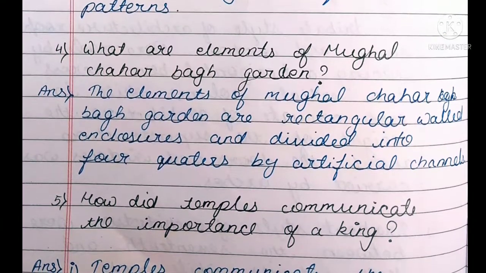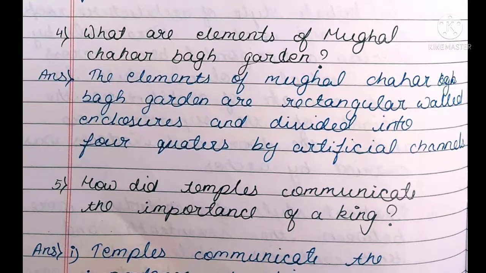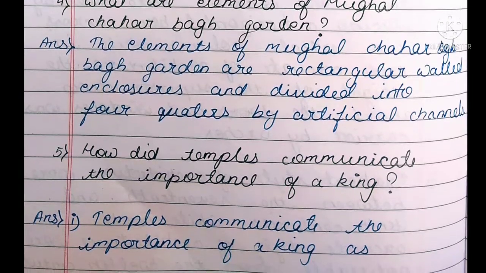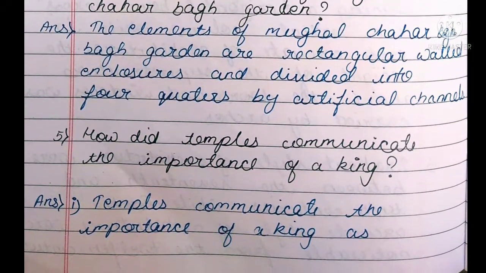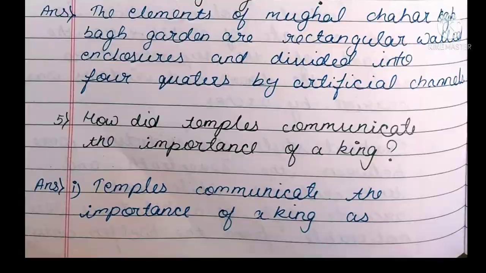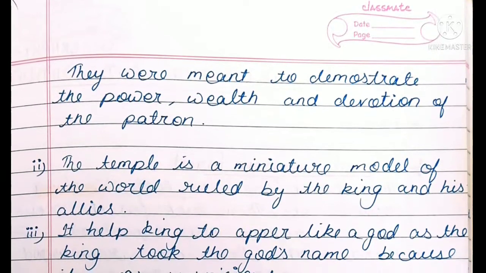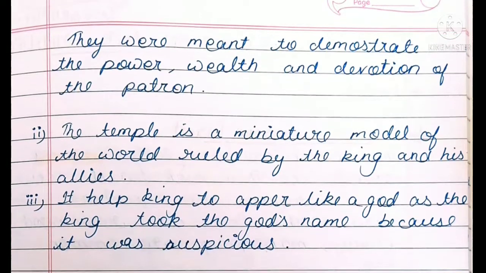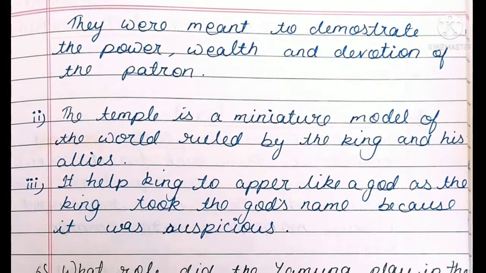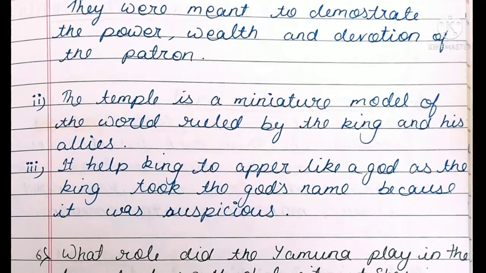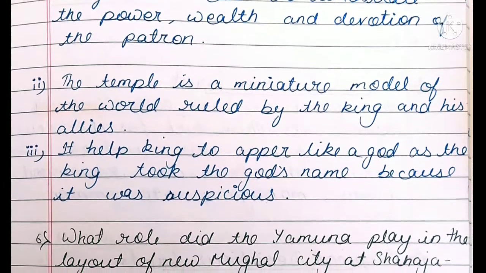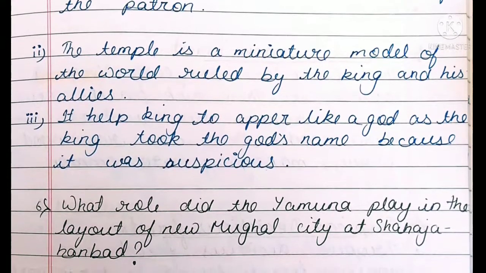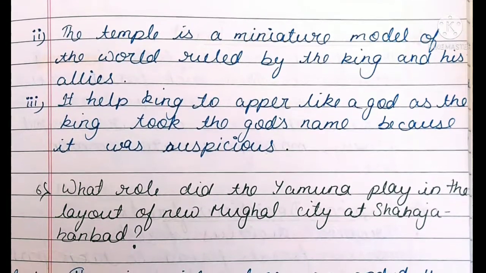Question number 6. How did temples communicate the importance of a king? Answer. Point 1. Temples communicated the importance of a king as they were meant to demonstrate the power, wealth, and devotion of the patron. Point 2. The temple is a miniature model of the world ruled by the king and his allies. Point 3. It helped the king to appear like a god as the king took the god's name because it was auspicious.